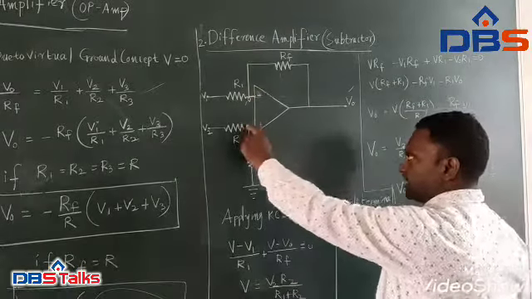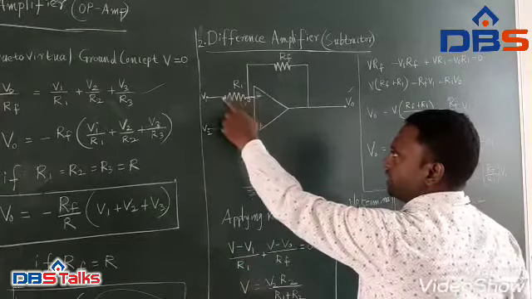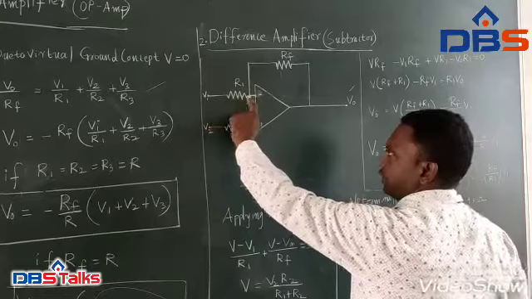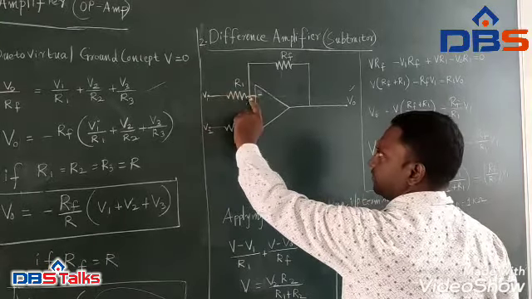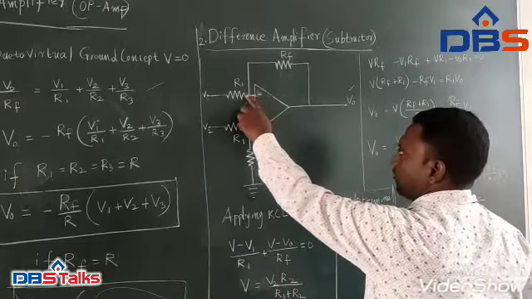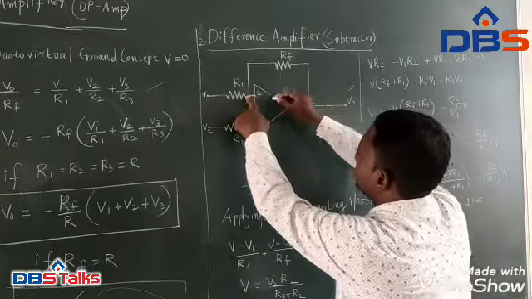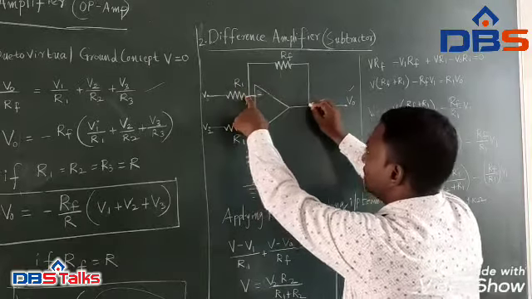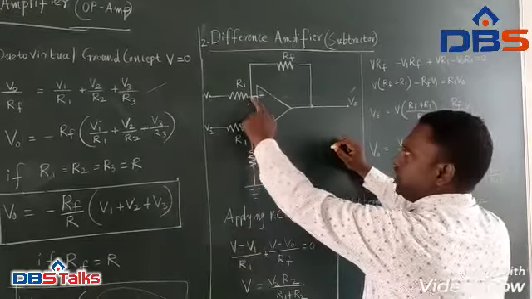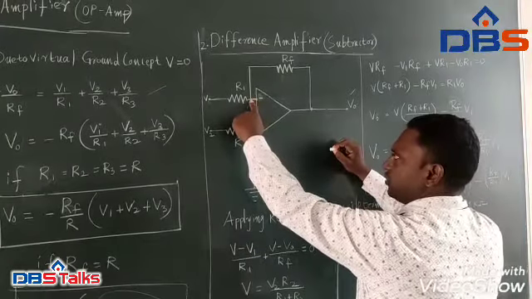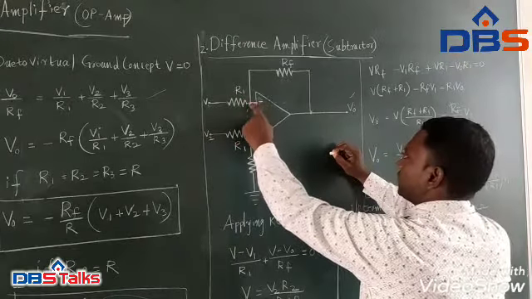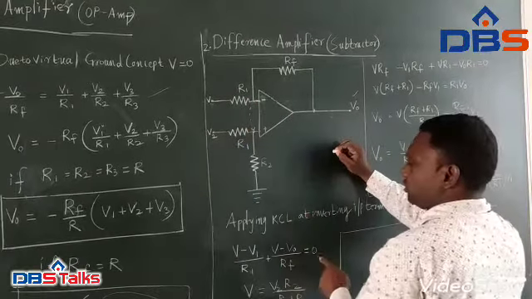Now if you apply KCL, see, (V minus V1) by R1. Okay, so this is the current which is flowing in this direction, (V minus V1) by R1 plus (V minus V0). This point voltage is V and this is V0. (V minus V0) by RF is equal to 0. Simple equation. So this voltage is the reference voltage: (V minus V1) divided by R1 plus (V minus V0) divided by RF is equal to 0.